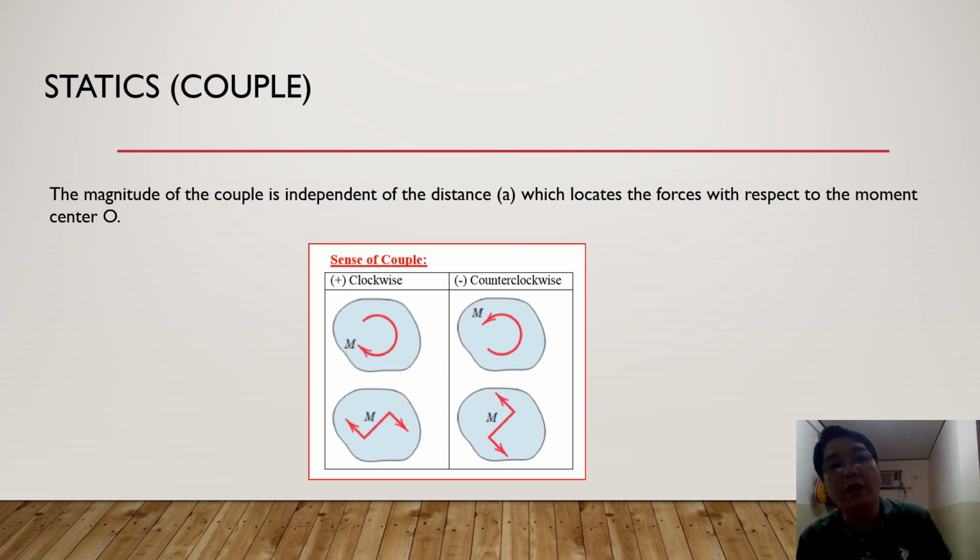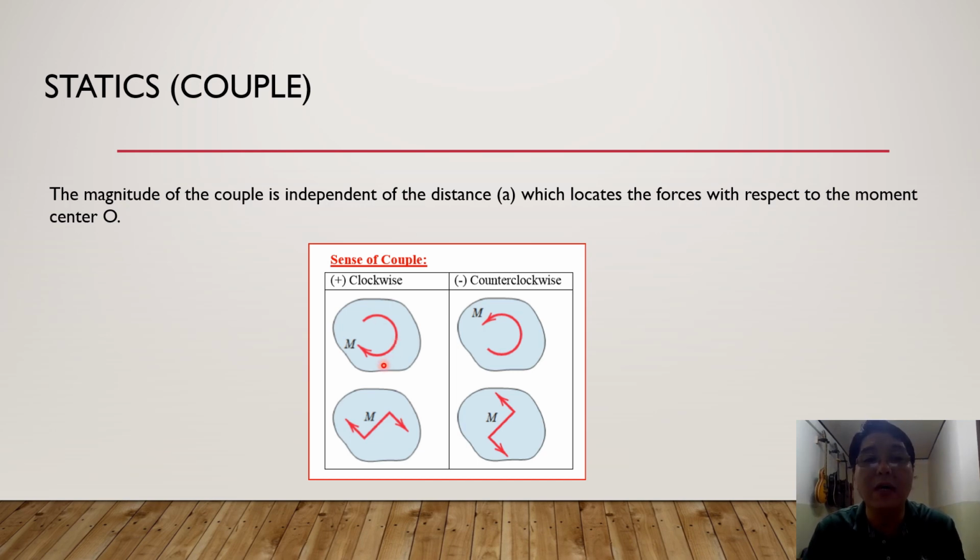Okay, the magnitude of the couple is independent of the distance, a, which locates the force with respect to the moment center O. Ayan. Kapag raw mayroon tayong given na couple, hindi na raw natin yan i-multiply sa lever arm. Halimbawa, nandito yung couple, moment couple, we do not need to multiply that by the perpendicular distance because it is independent. Mamaya makikita natin sa mga example natin yan. For the meantime, pakita ko lang sa inyo yung sense ng couple.